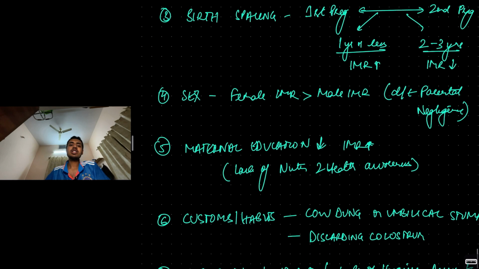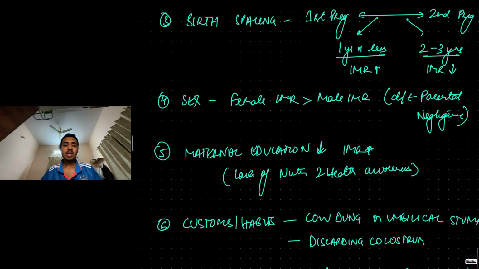Then birth spacing. Basically, let's say a woman gives birth in 2005, then the next pregnancy in 2006, so a 1 year interval or less than 1 year interval, then there is a higher chance of infant mortality. If the next pregnancy was in 2007 or 2008, then with 2 to 3 years of gap between the two, there's a spacing of pregnancies, spacing of births, and a lesser chance of infant mortality.